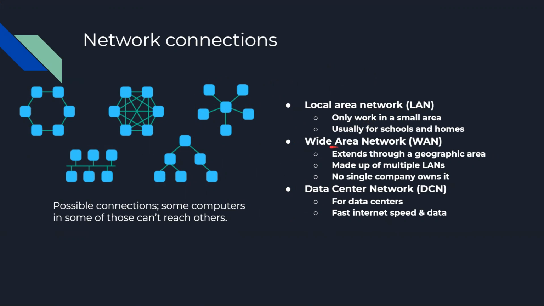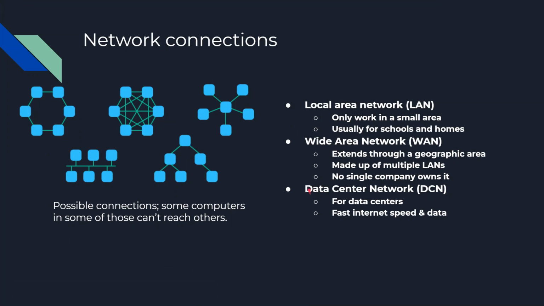So the second type is a wide area network. It extends through a geographical area, like the mainland of Australia, like the big part of it, could be a wide area network. It's usually made up of multiple, like a lot of, local area networks, and no single company owns it.